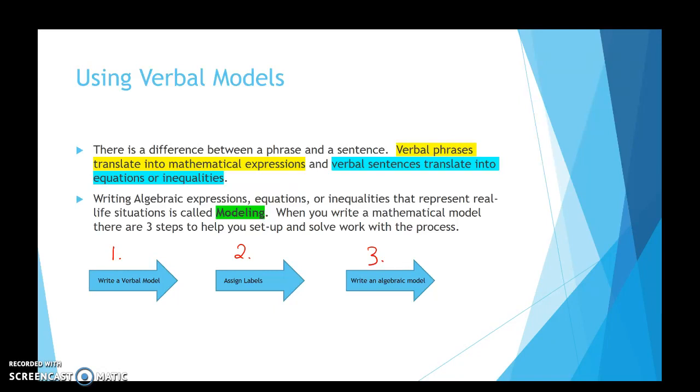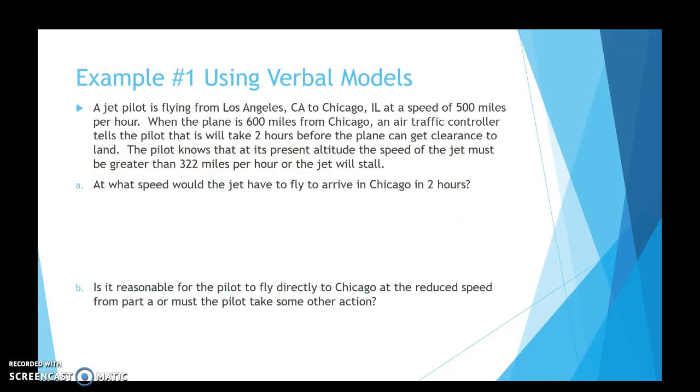When you write a mathematical model, there are 3 steps to help you set up and solve the problem. The first thing to do is write the verbal model. You're then going to label different parts of the verbal model, and then you're going to write the algebraic expression of that. So let's start off with our first example here.